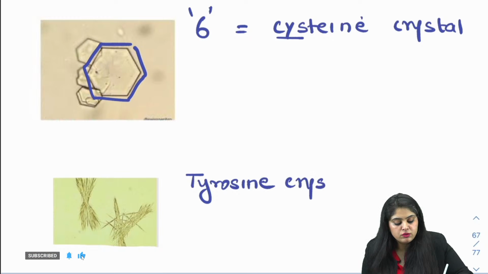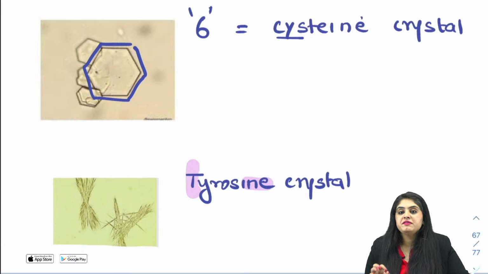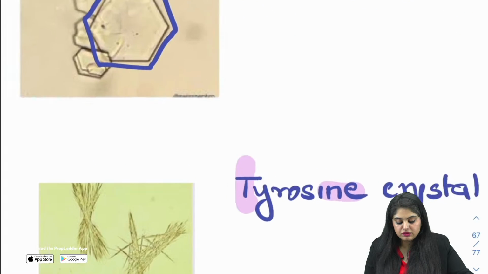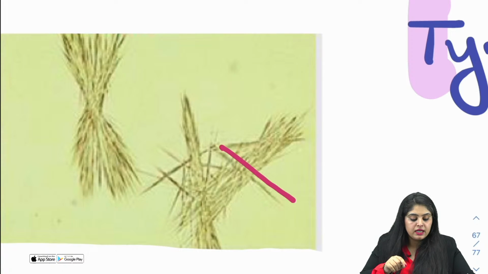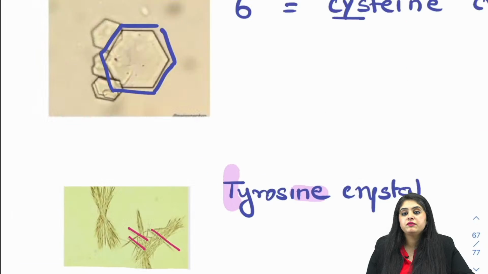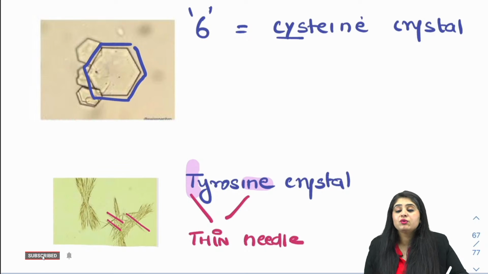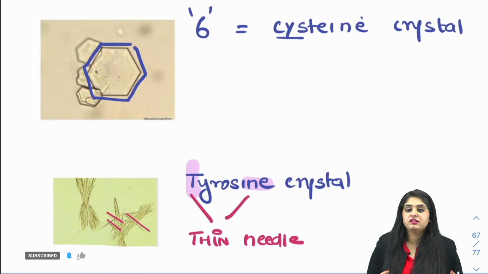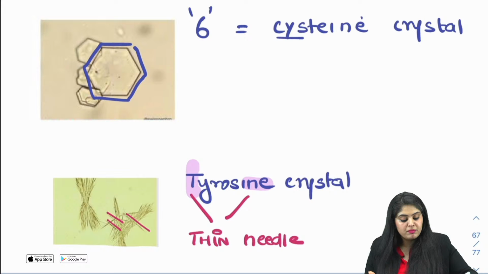Okay. The next one that I have over here is a tyrosine crystal. Why do I call it tyrosine? Because look at this, tyrosine is going to be very, very thin. Look at the patla lines, how thin they are. They are such thin bundles of needles. So tyrosine is going to be very, very thin needles. Easy to learn. Till now we were only doing mnemonics. Now we are doing picmonics. From the picture we will have to take out the mnemonic to identify in the exam, right? So remember, cysteine is going to be 6 and tyrosine is going to be thin.